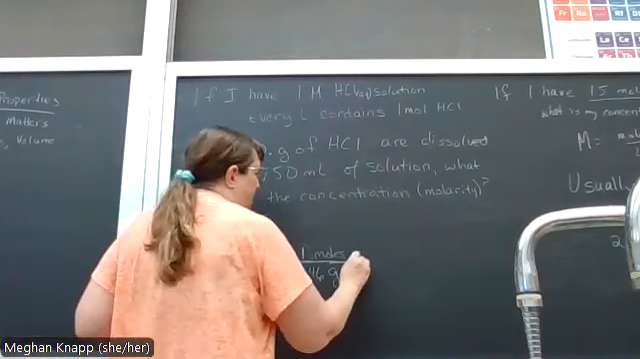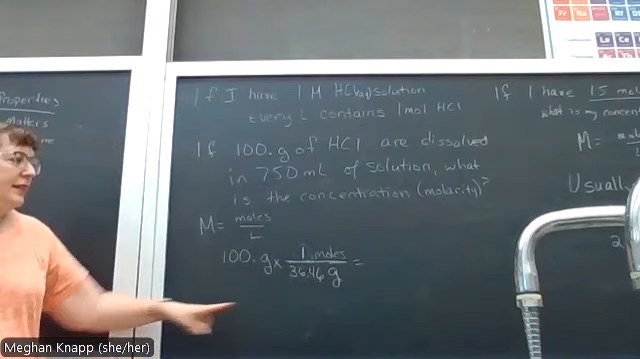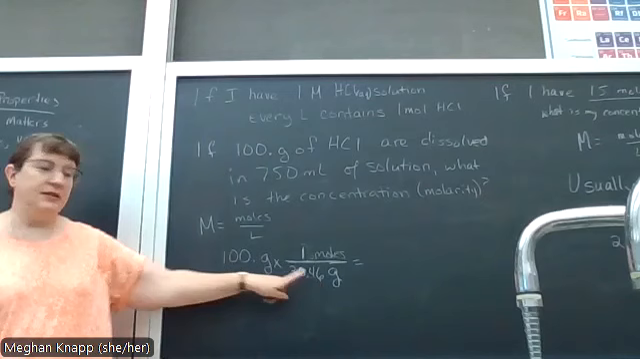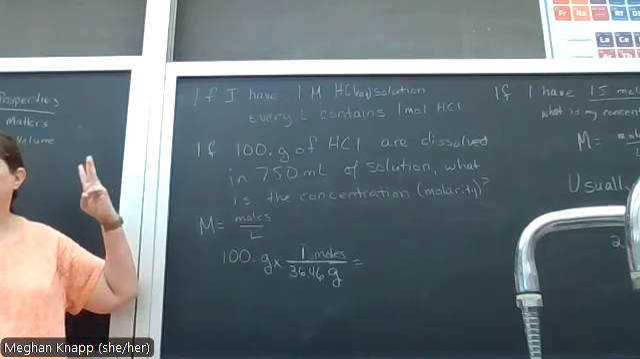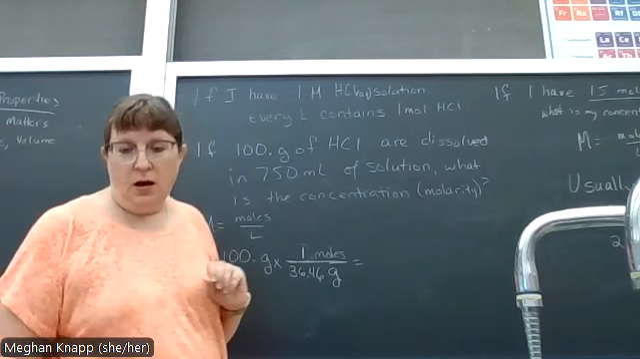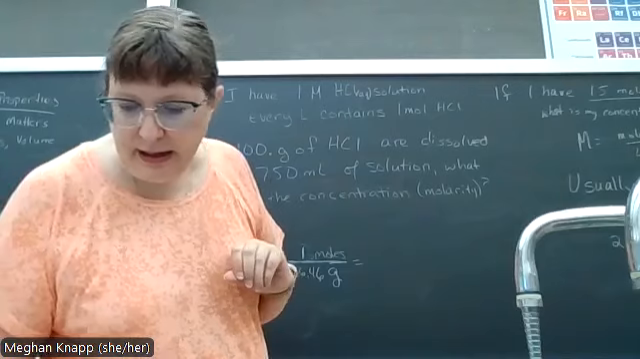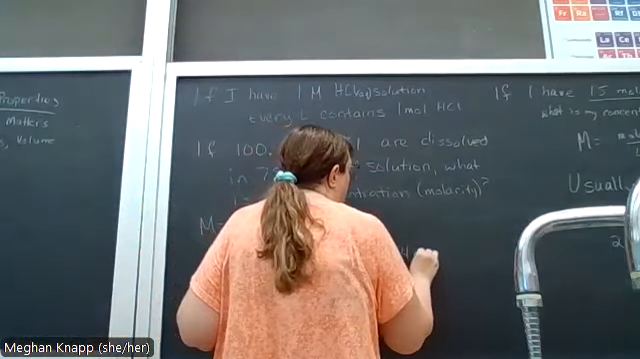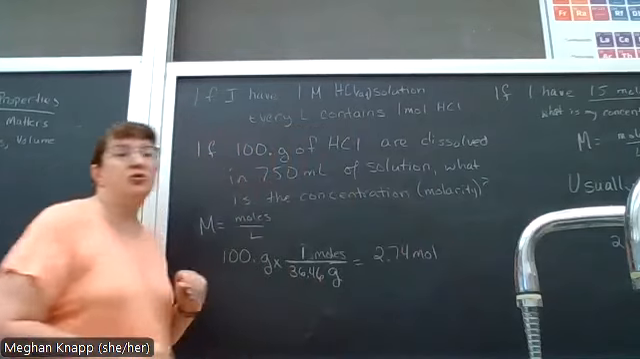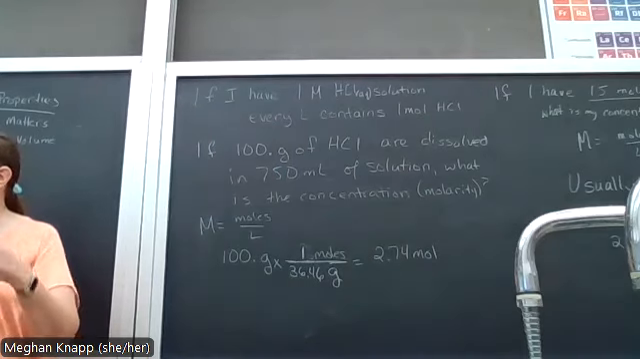Okay, let's plug this in. This has 4 sig figs. This one has 3 sig figs. How many sig figs should I write in my answer? Just 3, the smaller number. Okay, so I plug that in and I get 2.74 mole.